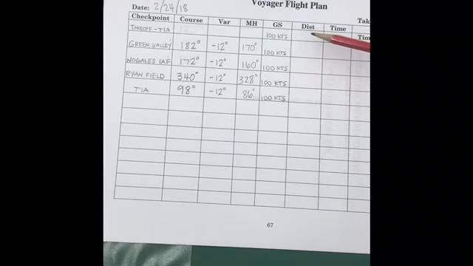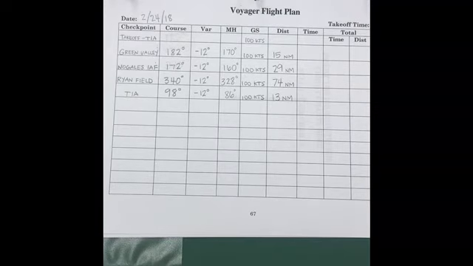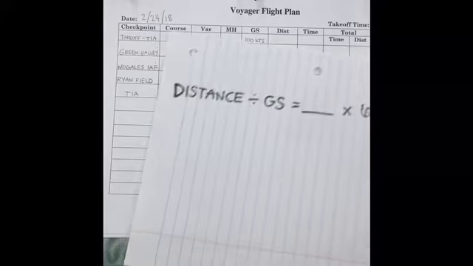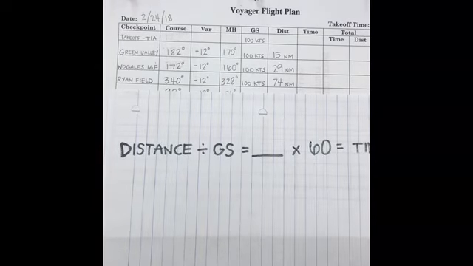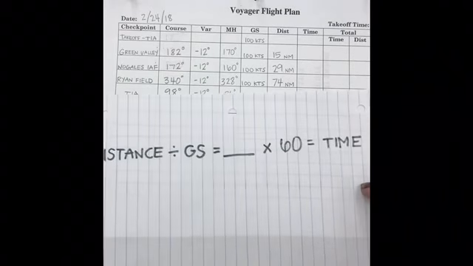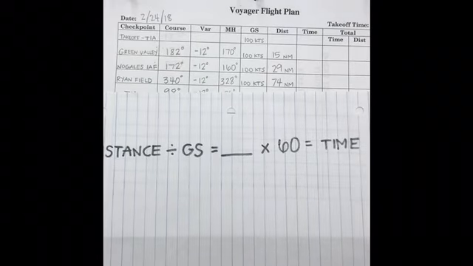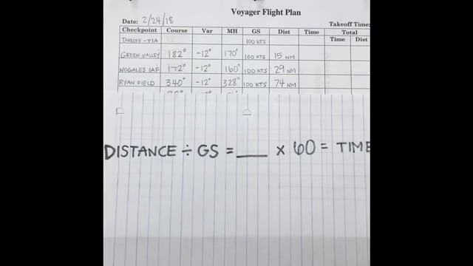So then you can go ahead and enter in your distance. The next step will be to calculate time. So remember the formula, distance divided by ground speed equals whatever times 60, and that will equal your time. And remember, if you do get a decimal point, please make sure to round either up or down depending on what that decimal point is. We do not want any decimal points for time.